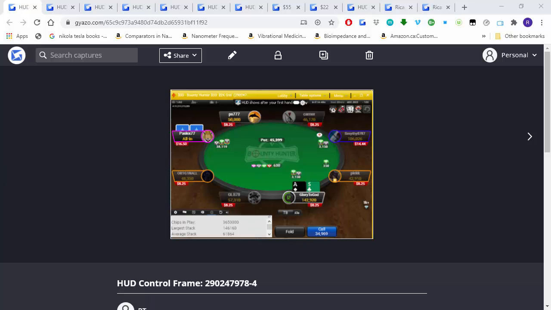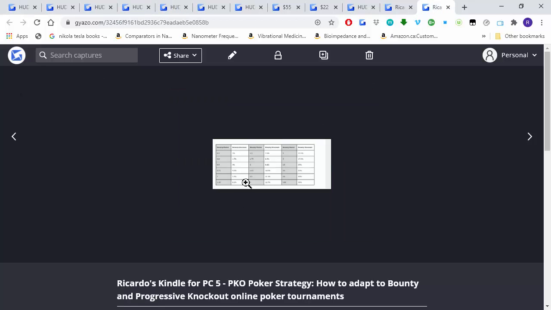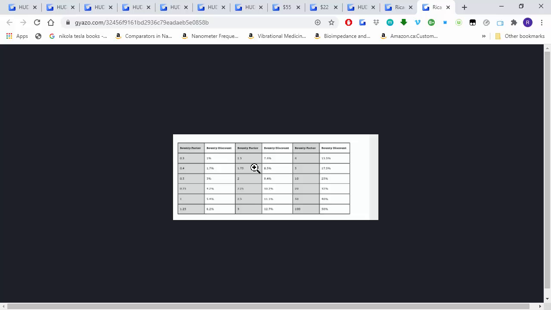So I'm going to do a review of bounty spots after just learning about the equity chart, the equity tables. So I'll explain this quickly. When it says bounty factor 0.3, bounty factor is basically the number of starting bounties you have divided by the number of starting stacks you have.